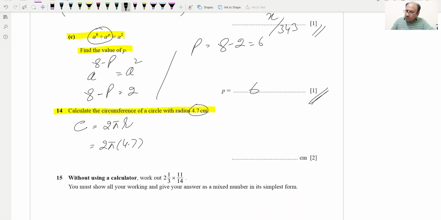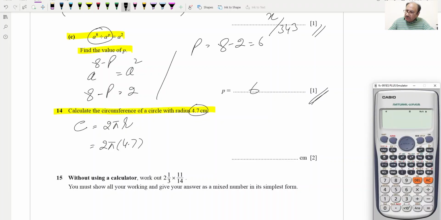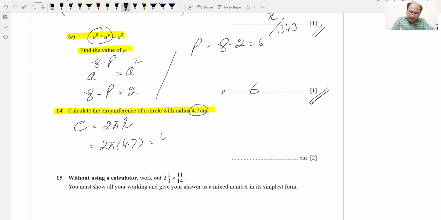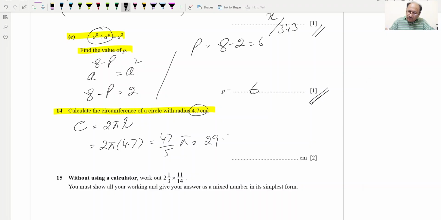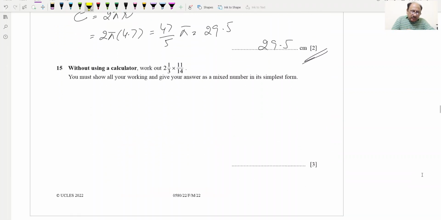This will be equal to, we can write it as 2 pi and multiply by 4.7, which will be equal to 47 by 5 pi, and the decimal value we can write up to 3 significant figures: 29.5. So 29.5 centimeters for 2 marks. Hopefully you understood this. Now question number 15.